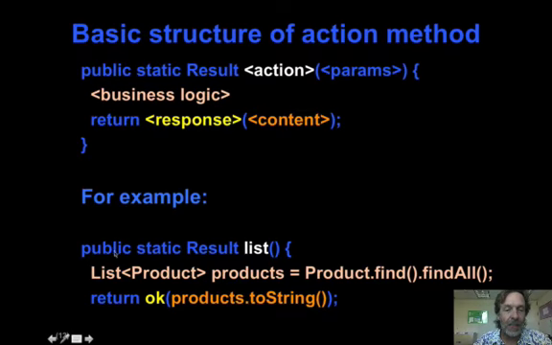So here's a simple example. We have this action method called list. It's a static method. It returns a result. It basically goes out to the database, gets all of the product instances in the database currently, and then it's going to return OK and return a string that is this set of products.